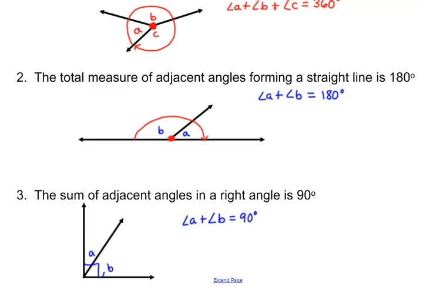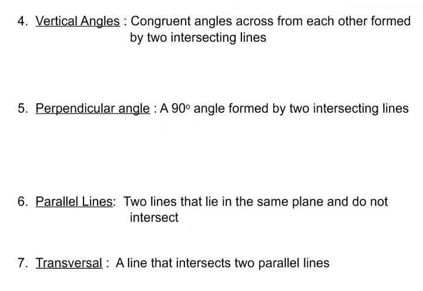Alright, so those are adjacent angles. Now we're going to talk about vertical angles, perpendicular angles, parallel lines, and a transversal. Vertical angles are angles that are formed by two intersecting lines. So here I've got two intersecting lines. They intersect at a point. Angle A is vertical to angle B. They're also congruent. So angle A is congruent to angle B because those are vertical.